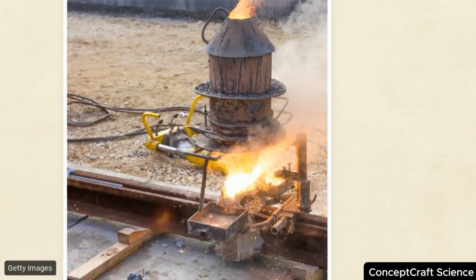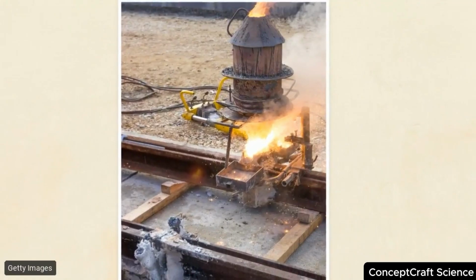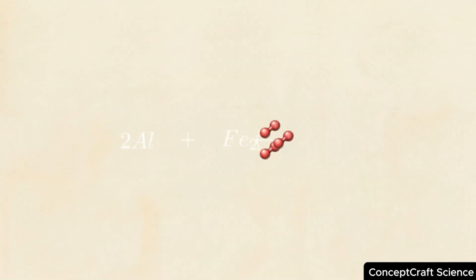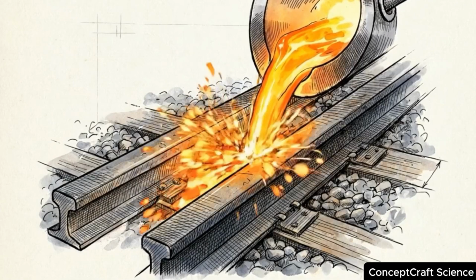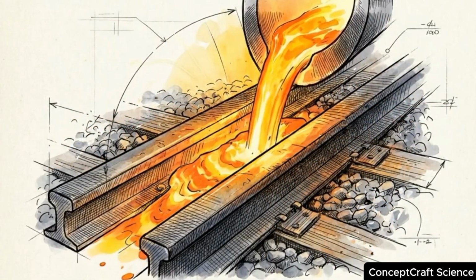You see this play out dramatically in the thermite reaction, which engineers use for fusing heavy railroad tracks together right in the field. They mix powdered aluminum with iron oxide. Because aluminum is far higher on the reactivity scale, it aggressively rips the oxygen away from the iron. The reaction releases so much heat that the resulting iron is left completely molten, instantly welding the steel rails.